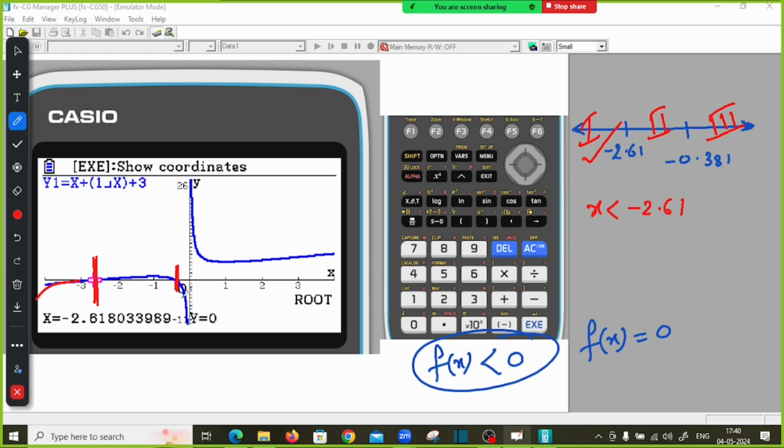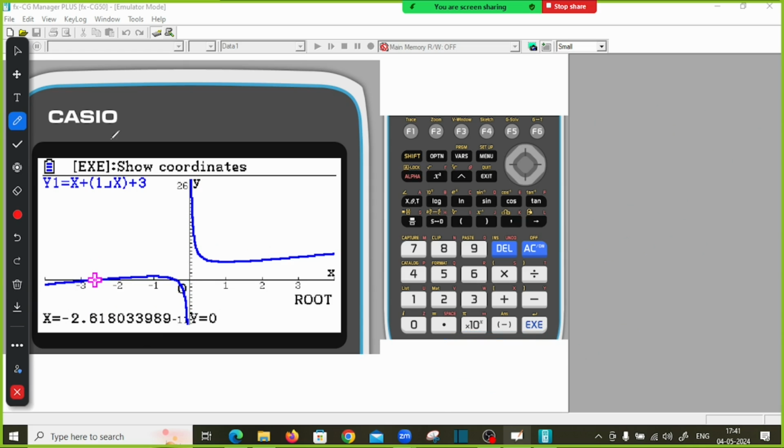After this it's going to be negative again, but before 0; after 0 it is going to be positive. See here, after 0 it's going to go up. So my answer will be x should be greater than minus 0.381 but less than 0. Why? Because after x equals 0 it's going to be plus infinity. So this is the answer. I hope you have understood this. Let us see the next part.